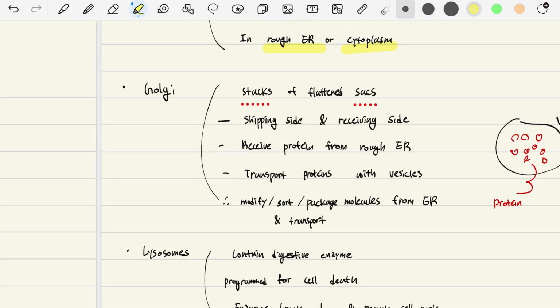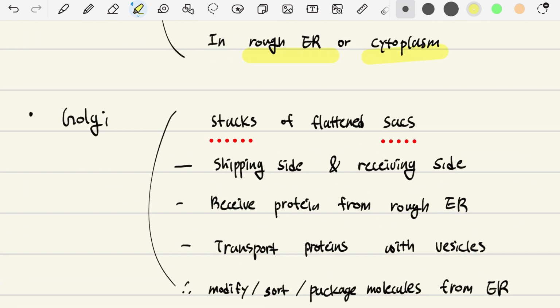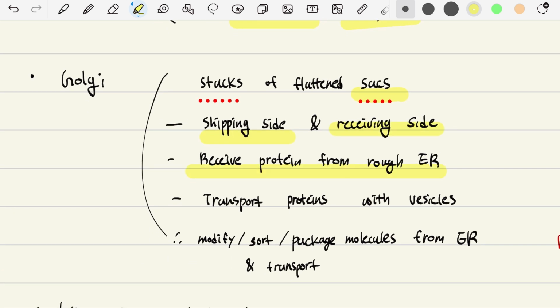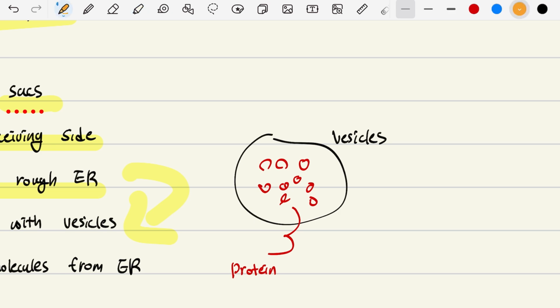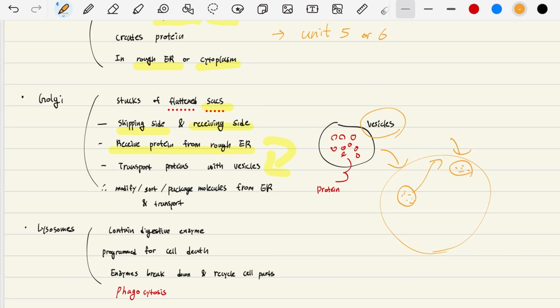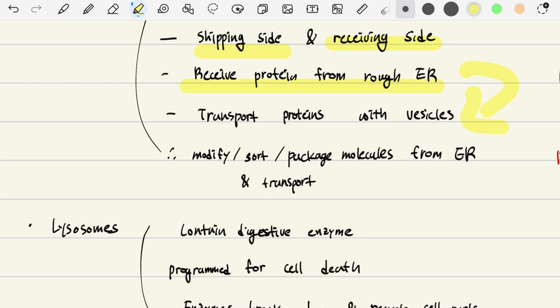Yeah. And there's something called Golgi structure inside the cell. So Golgi structures are stacks of flattened sacs. It's just like a bunch of sacs, and they usually have something like a shipping side and a receiving side, and they receive protein from rough ER, and they transport proteins with vesicles. And vesicles are something like this. They're like something that contains proteins, and these vesicles are located inside the cell, and sometimes they leave or sometimes they join into the cell. So what they do, they usually modify, sort, and package molecules from rough ER and transport them.